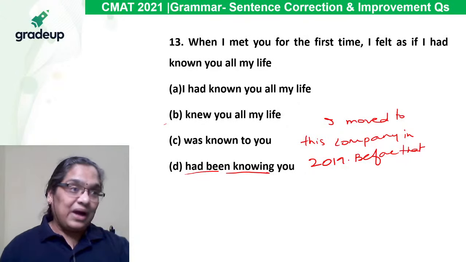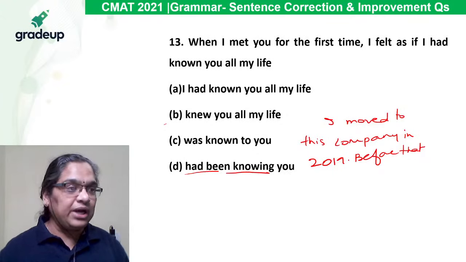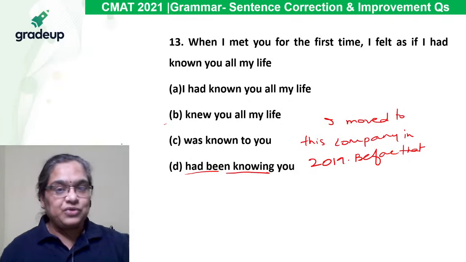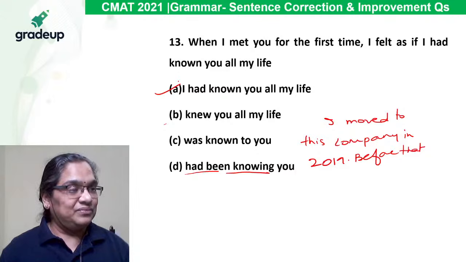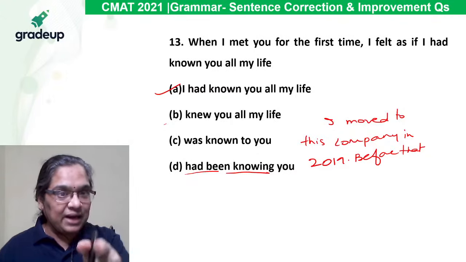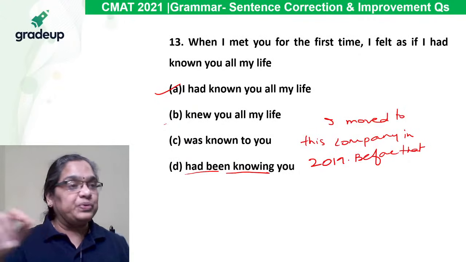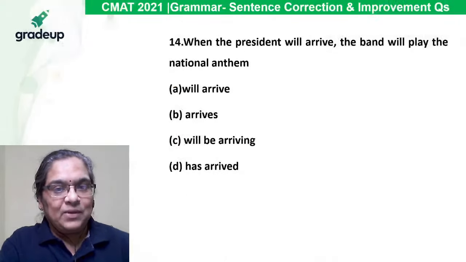No. I had been knowing you cannot happen. You have either known it or not. The process of knowing you is not in continuous form. So I thought I had known you all my life. I met you, and at that point I felt from the beginning to this time I knew you. Therefore, you use A. Alright? Alright, next.